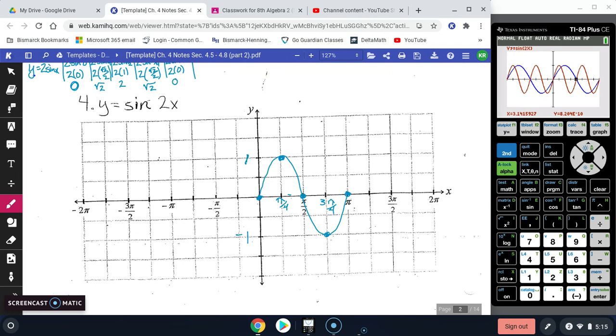Okay, and then you can do the same thing again. Okay, your next curve is going to come up, it's going to go down, come up, go down. There's your next piece of it, and you can go to the left.